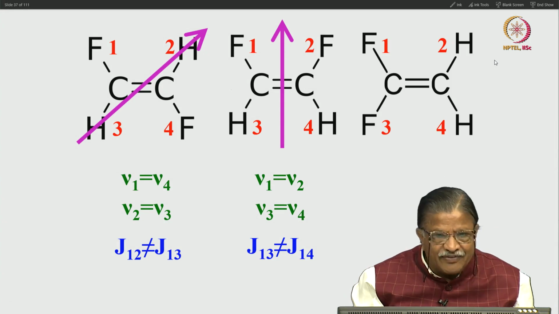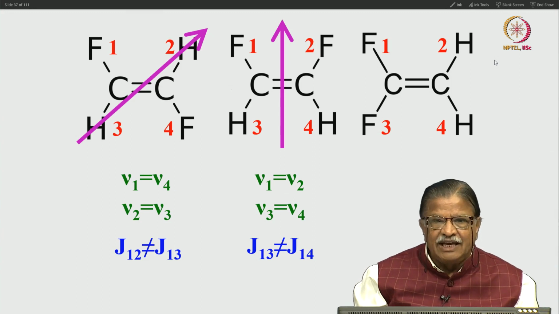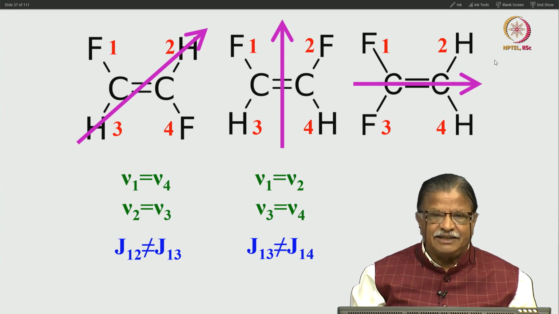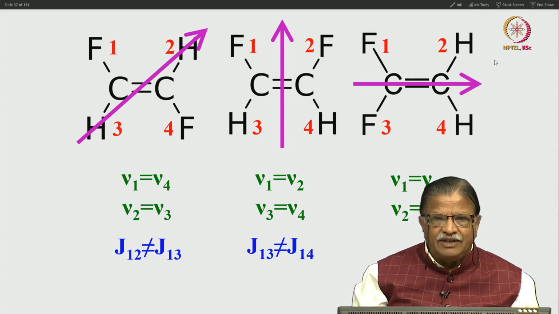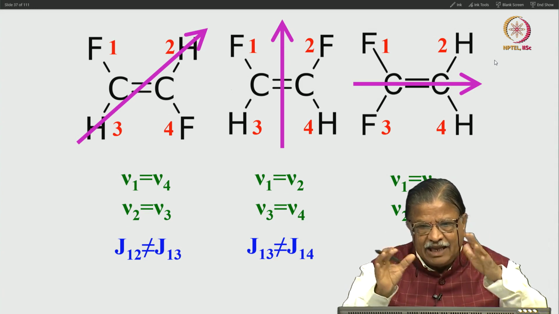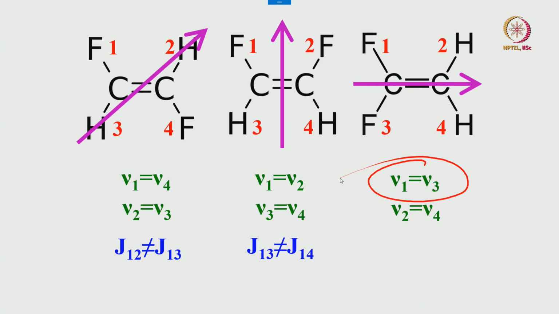Now, let us go to a different molecule. Again, the same difluorosubstituted ethylene. Now, the symmetry axis is different. This is the symmetry axis. Again, these two fluorines are the same. Fluorine 1 and fluorine 3 have the same chemical environment and give rise to a single peak. Protons 2 and 4 have the same chemical environment and give rise to a single peak.